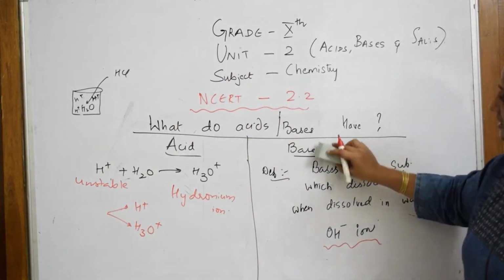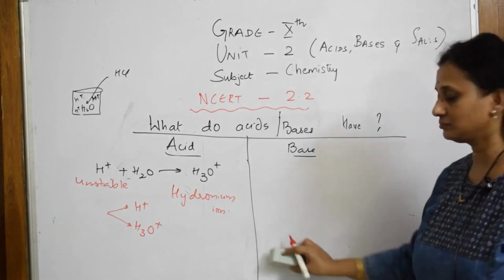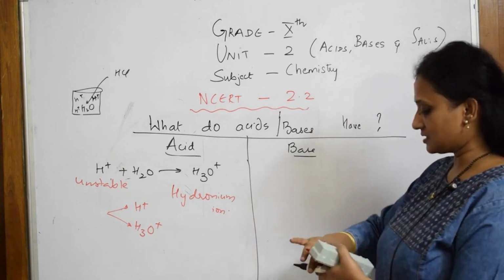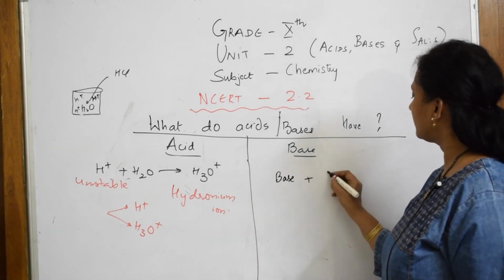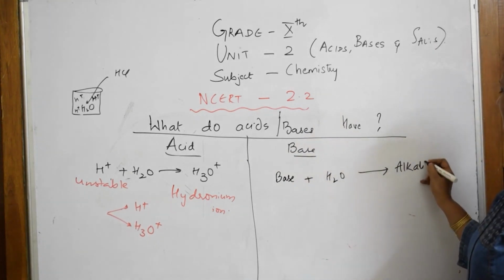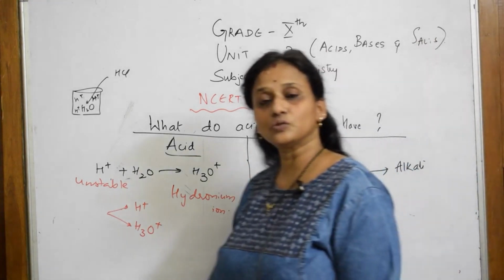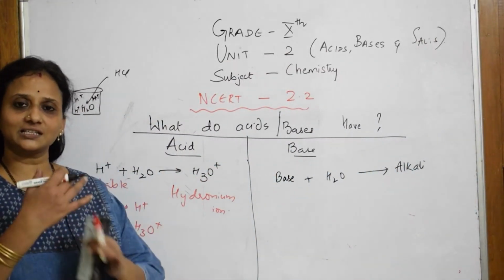Suppose I take the same base and dissolve it in water. What do I call it? Remember this. A base dissolved in water is called alkali. So there are two different types of bases, just like acids. Let us see it in step 3 now.